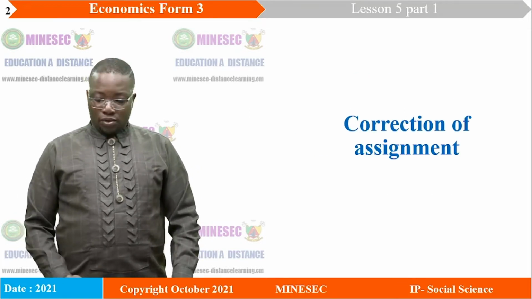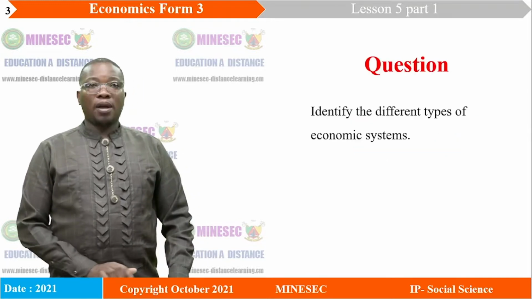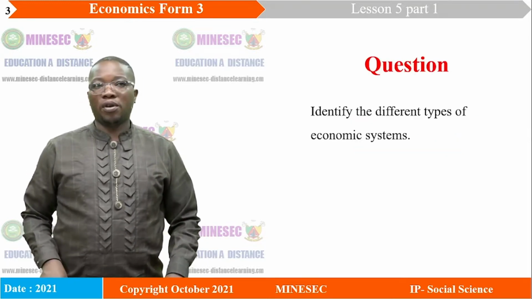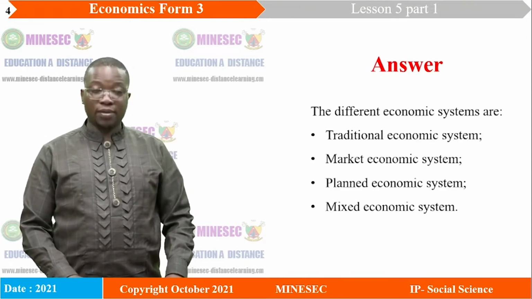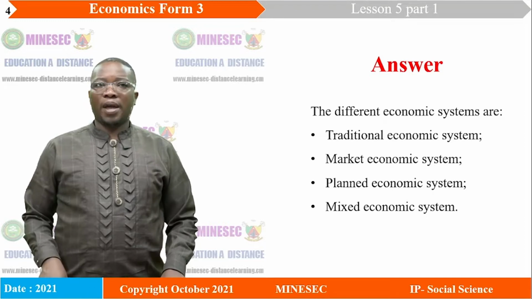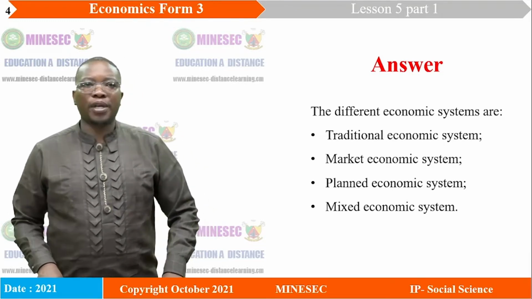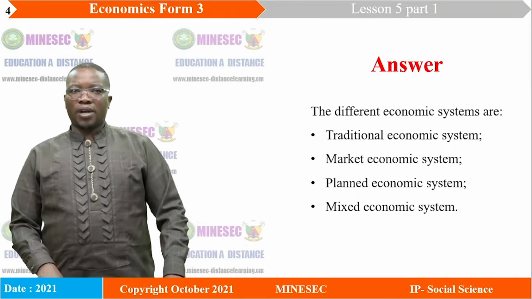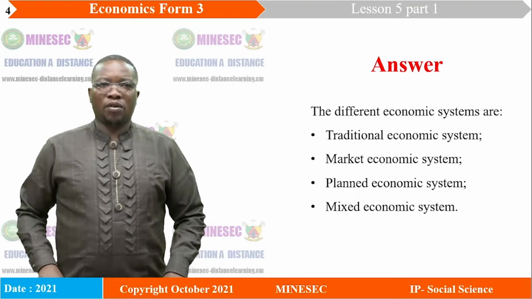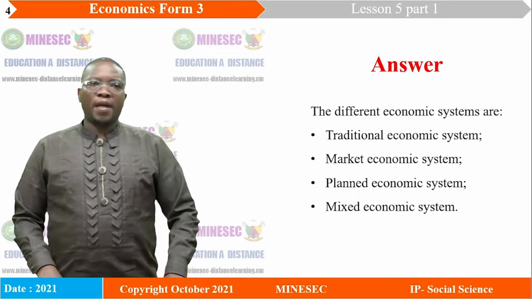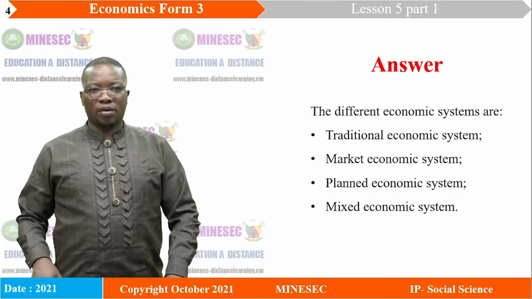We are going to correct the last assignment we left in the last class. The question was for us to identify the different types of economic systems. For the different types of economic systems, we have the following. We have the traditional economic system, the market economic system, the planned economic system, and the mixed economic system.